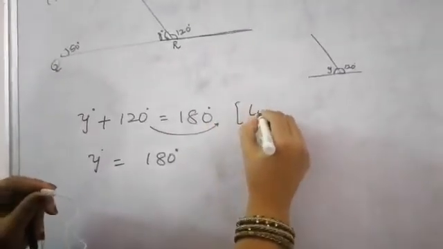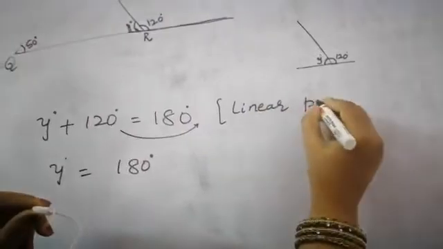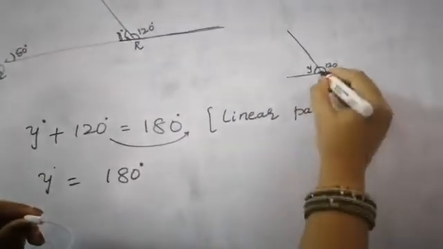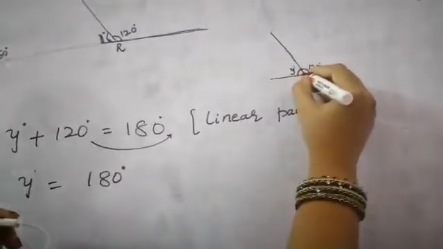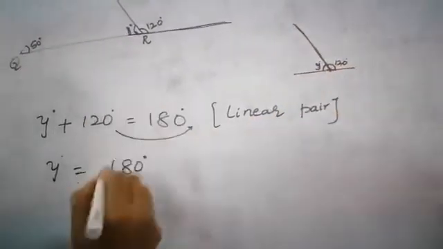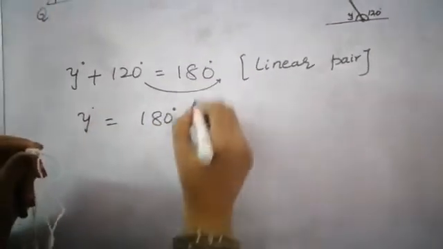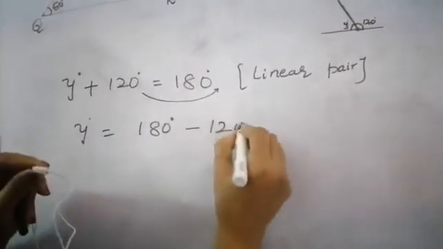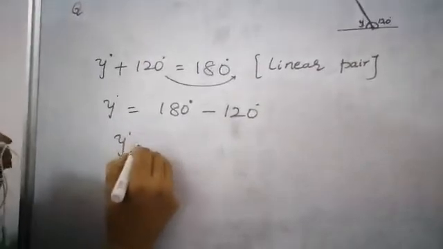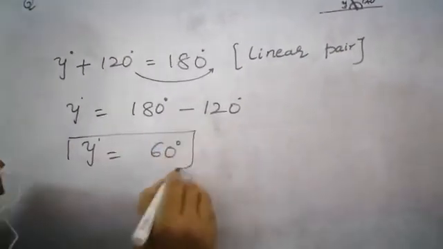First write that. Why they are equal to 180 degrees? Because they are in linear pair. Why are they in linear pair? They have a common vertex and a common arm. So y plus 120 degrees is equal to 180 degrees. Now this 120 will go to that side. LHS to RHS, it becomes minus. So y is equal to how much, children? 60 degrees. We got unknown y value.